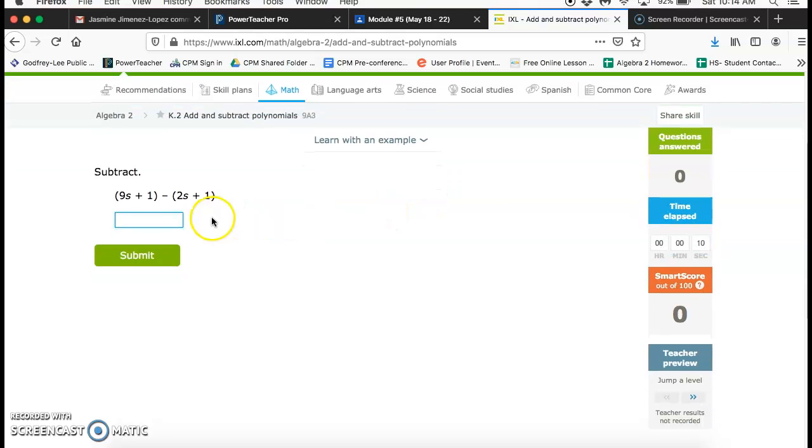Now these ones you'll notice have parentheses, and this one has subtraction in between. So I'm going to take the like terms. In this case, the 9s and the 2s are like terms, but I need to subtract them. So 9 minus 2 is 7s. 1 minus 1 is 0, so you can put plus 0, but you don't have to.